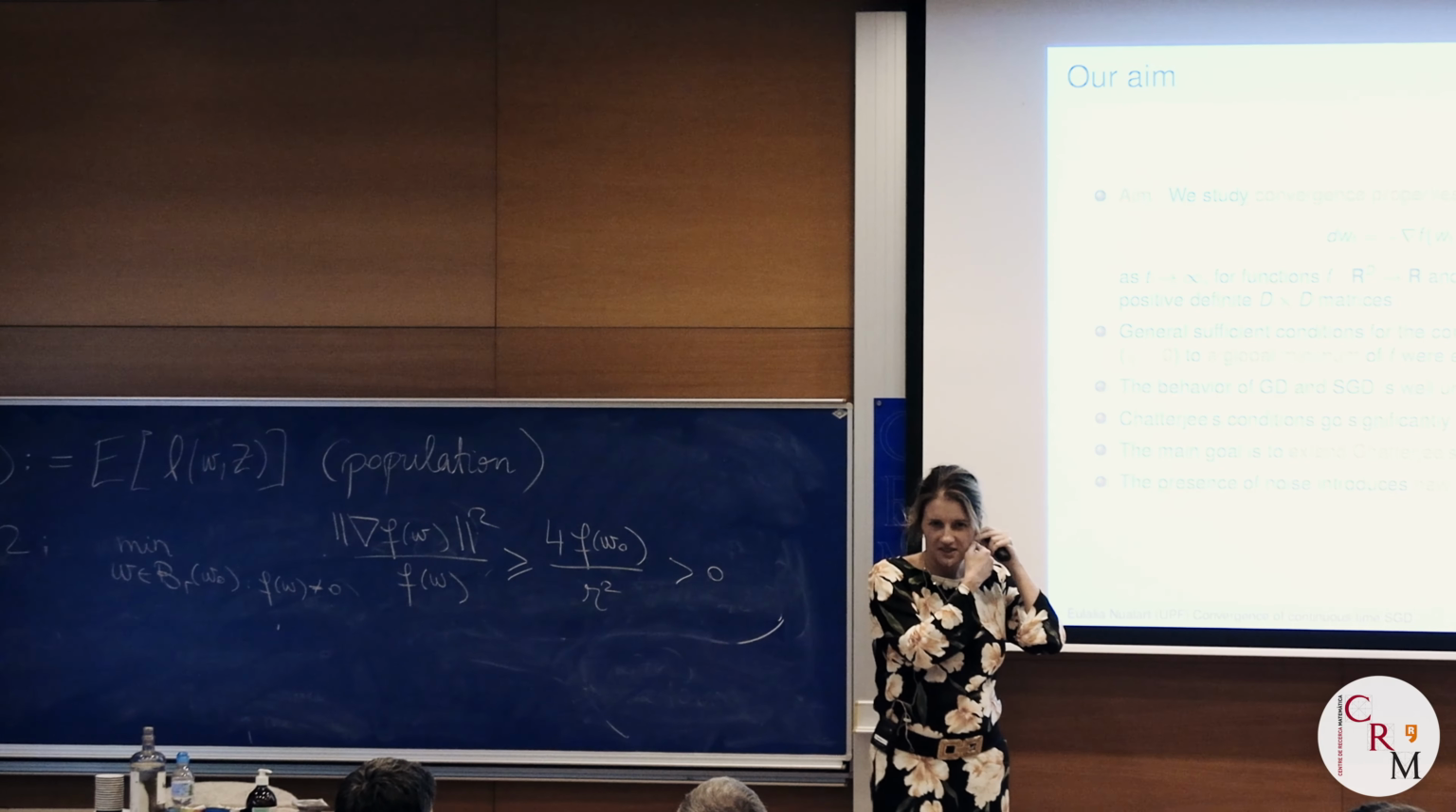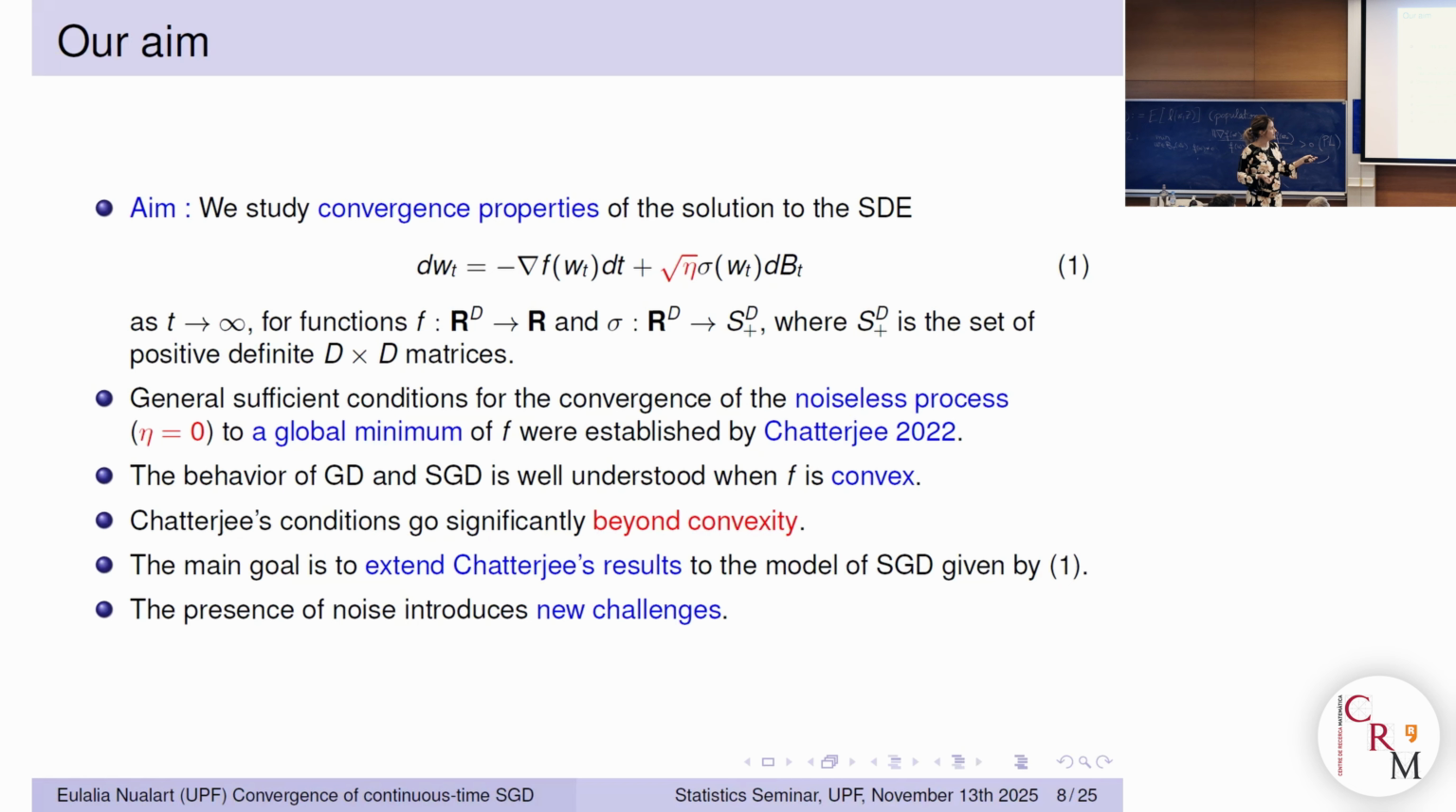Okay, so we were motivated by this work. The idea is to extend his result and ask what happens if we add to gradient descent this term and then it becomes a stochastic gradient descent. What can we say? Can we give sufficient conditions of this type on F and sigma such that we have convergence? So this is the main goal, right? And of course, the presence of noise introduces new challenges. So this is our goal.